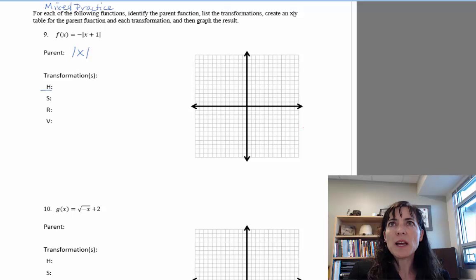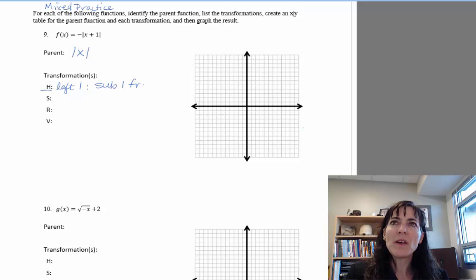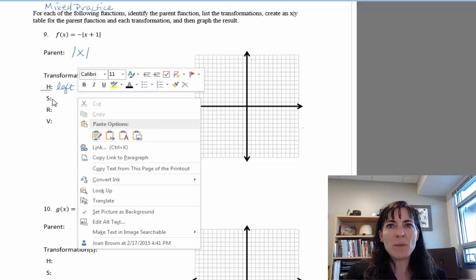So I'm looking inside the absolute value, and I see I do a +1, and I have to remember for the x's, it always goes the opposite of the direction you think. And the +1 tells me I think I should go right 1, but it really is the opposite. So it'll be left 1. And that's the x's are always opposite what you think. Left 1, and to get left 1, I have to subtract 1 from the x's. And I'm just putting some short notation there to remind myself, subtract 1 from the x's.